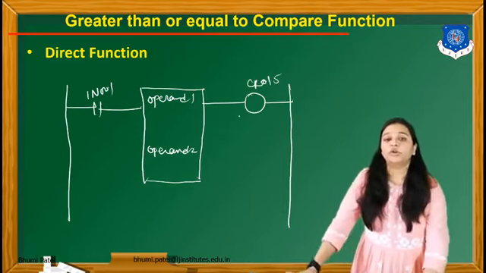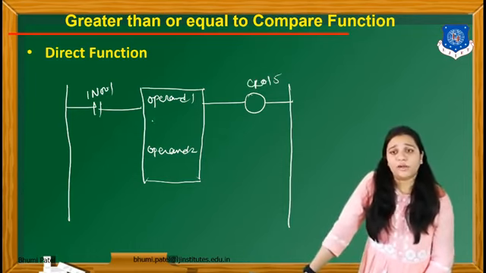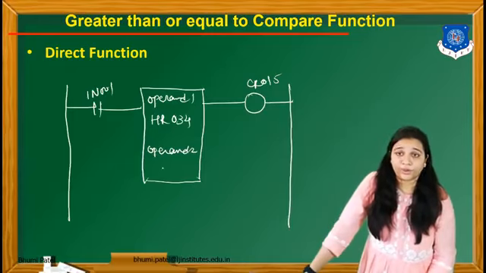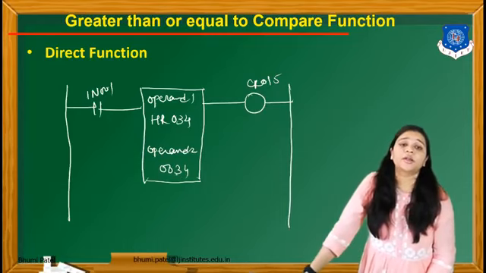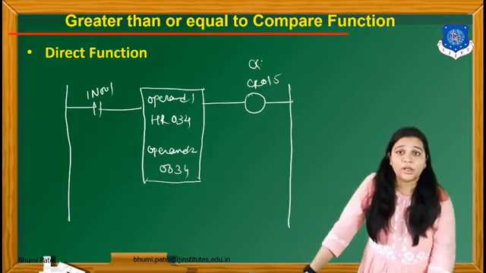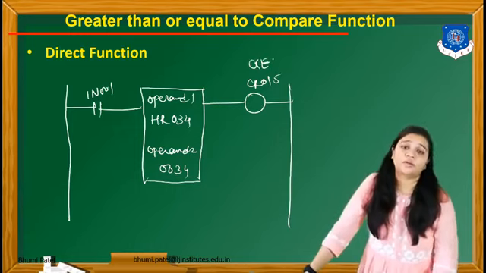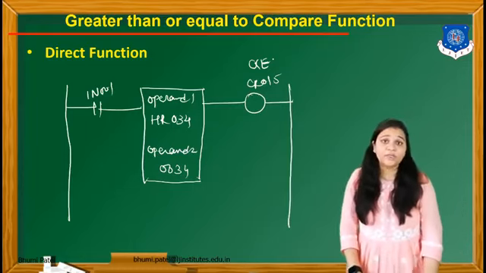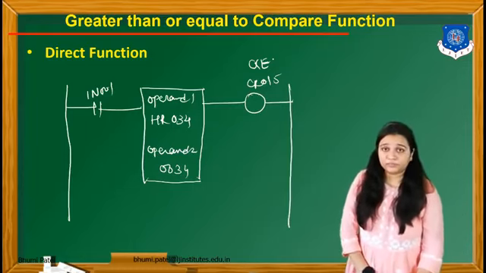Now in operand number 1, suppose we take one register, and in operand number 2 we take some number, suppose 0034. And we have to use the command for greater than or equal to, and the command for greater than or equal to is GE. So we have to write GE here.